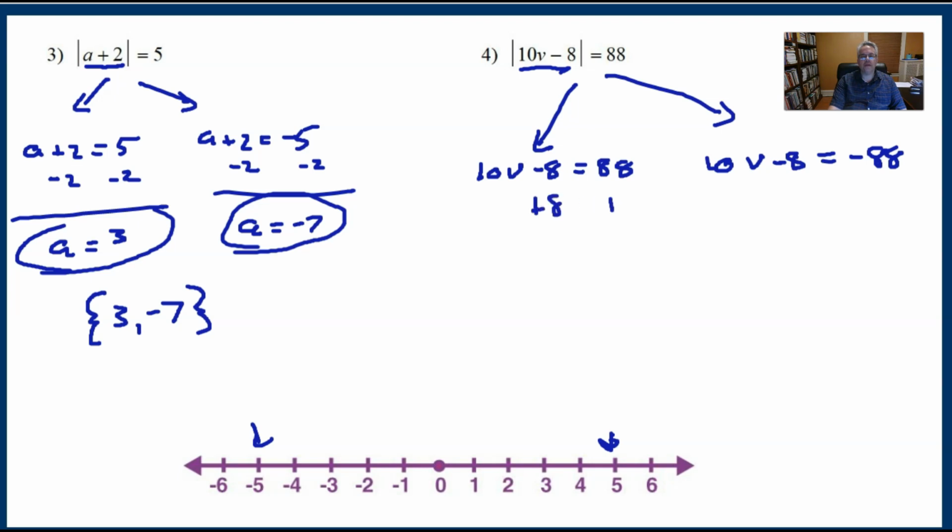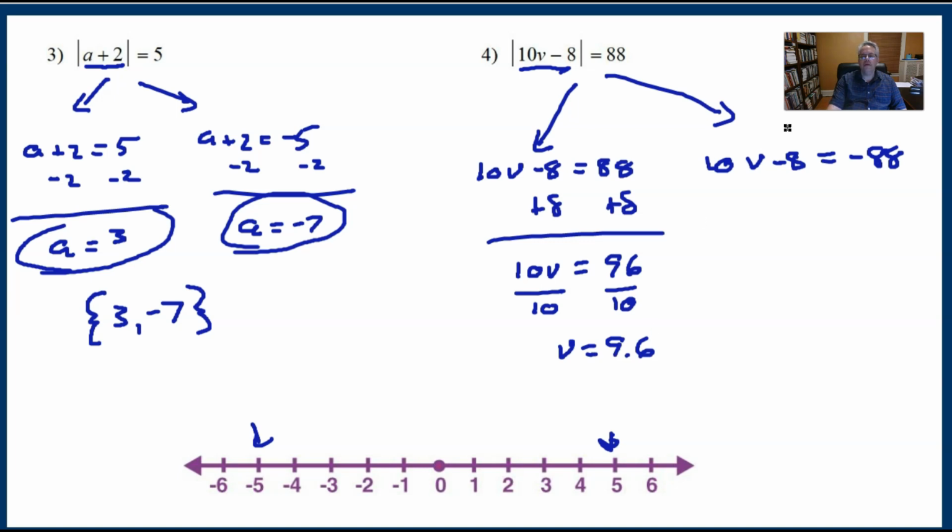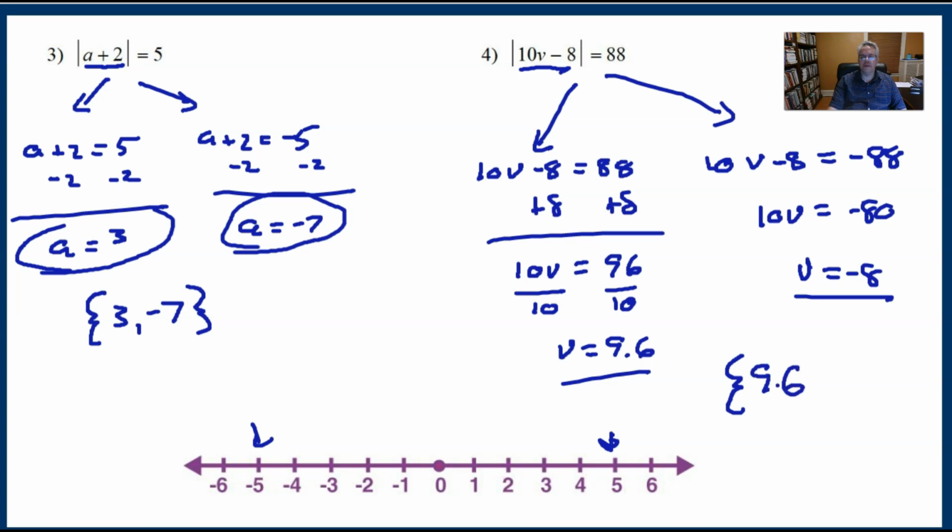We're going to add 8 to both sides, and we get 10v is equal to 96. If I divide by 10, I get v is 9.6 for this one. Over here, if I add 8, we get 10v is negative 80. If I divide by 10, I get v equals negative 8. So those are the two solutions. So I'll do like I did in the other one. I'll express my solution with set notation. 9.6 and negative 8. Those are the two solutions. Okay.